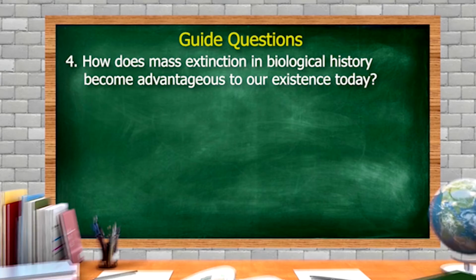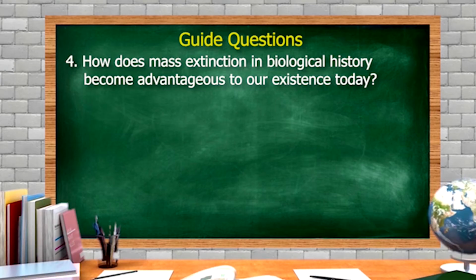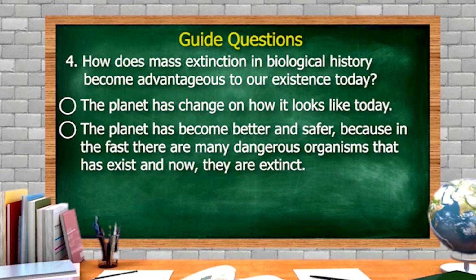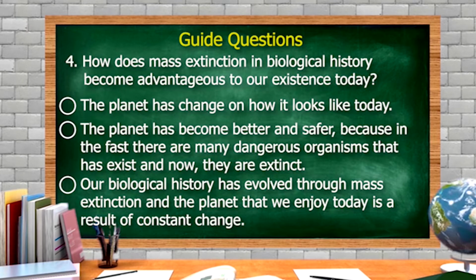Question 4. How does mass extinction in biological history become advantageous to our existence today? The planet has changed in how it looks today. The planet has become better and safer because in the past there are many dangerous organisms that existed and now they are extinct. Our biological history has evolved through mass extinction, and the planet that we enjoy today is a result of constant change.